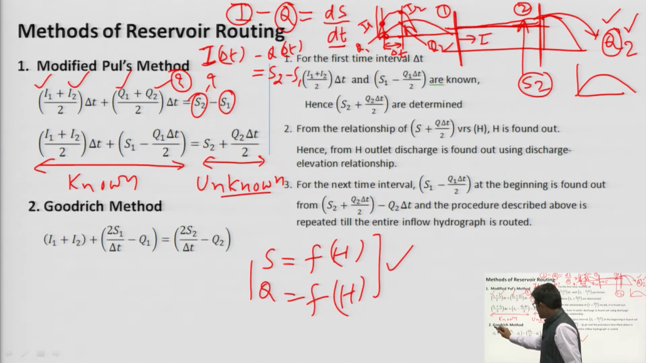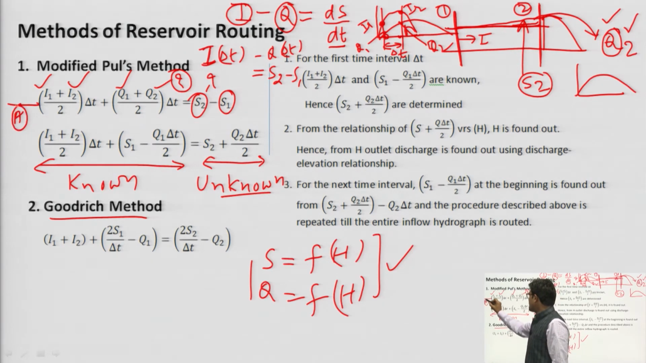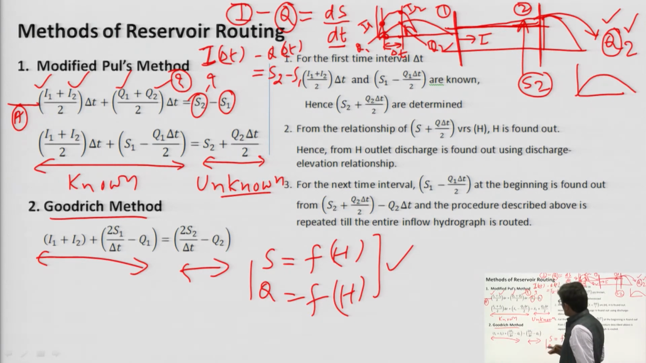In Goodrich, the same equation has been used, but the difference is that this one equation has been multiplied by 2 and divided by delta T, then the left hand side is this one and the right hand side will be this one, and we are doing the same procedure as in this method. So, the same thing, except the multiplication and division parameter is different. So, in the modified Puls method, what will be the steps?